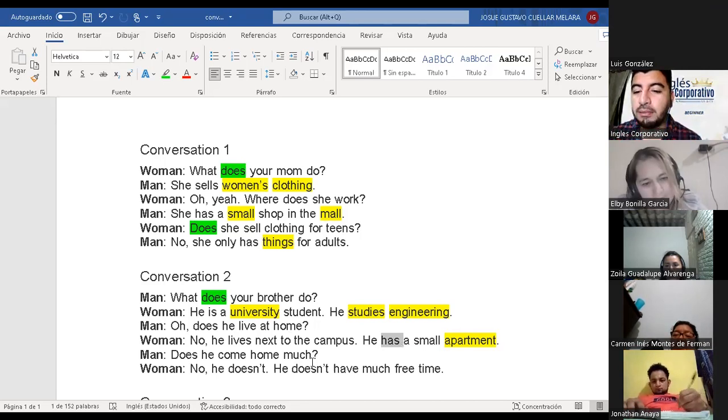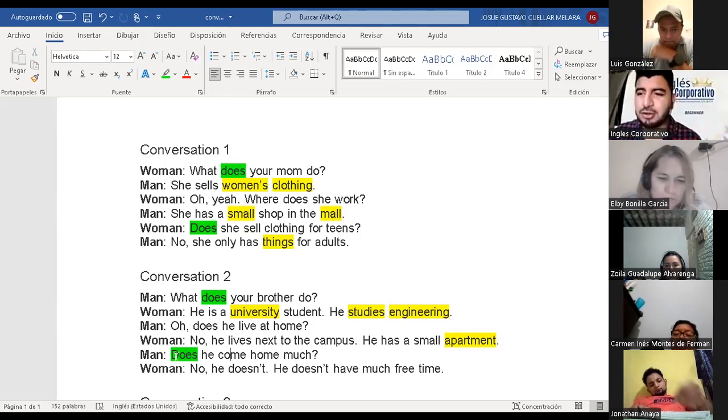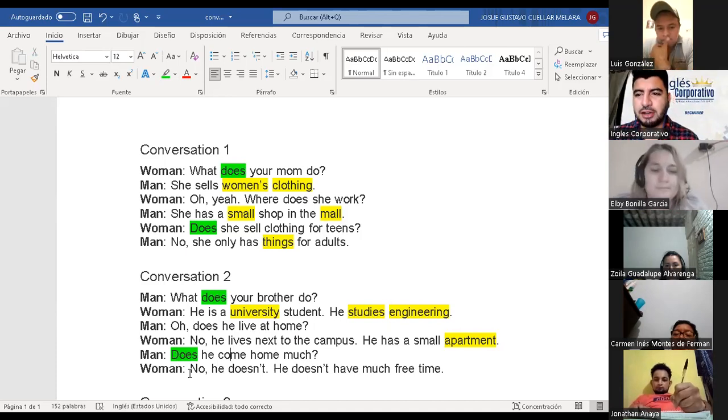Does he come home much? Vaya, mira, aquí está otra vez el does. Entonces, aquí el verbo come es venir. ¿Viene a casa mucho o viene a casa seguido? ¿Verdad? ¿Viene a casa seguido? Entonces, el does no tiene significado, solo que ayuda a que tenga significado la pregunta.